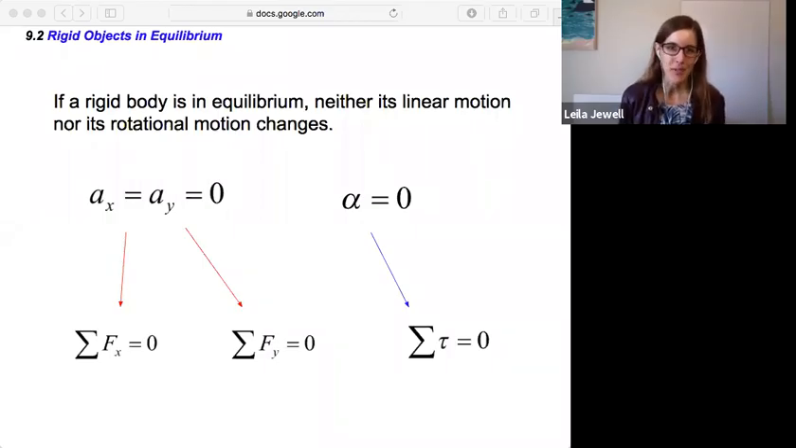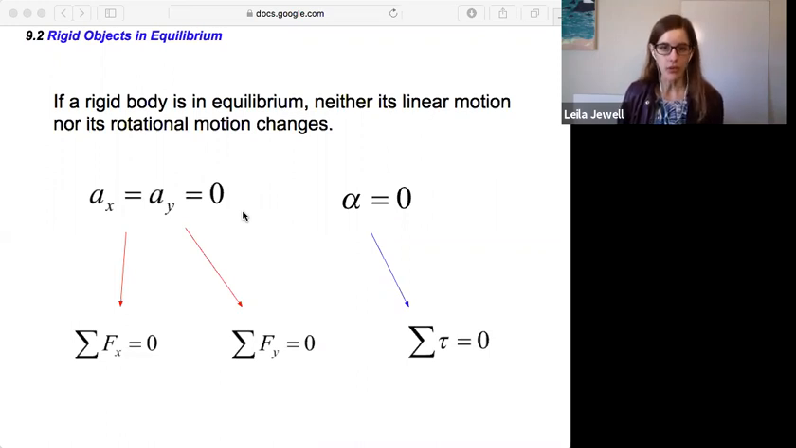Section 9.2, rigid objects in equilibrium. If a rigid body, something that's not wiggly, is in equilibrium, neither its linear motion nor its rotational motion changes. In other words, the acceleration in the x direction and the y direction must be equal to 0.